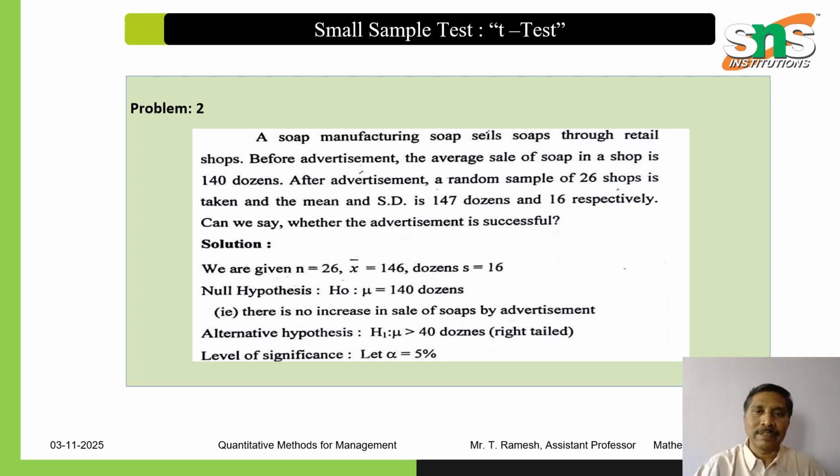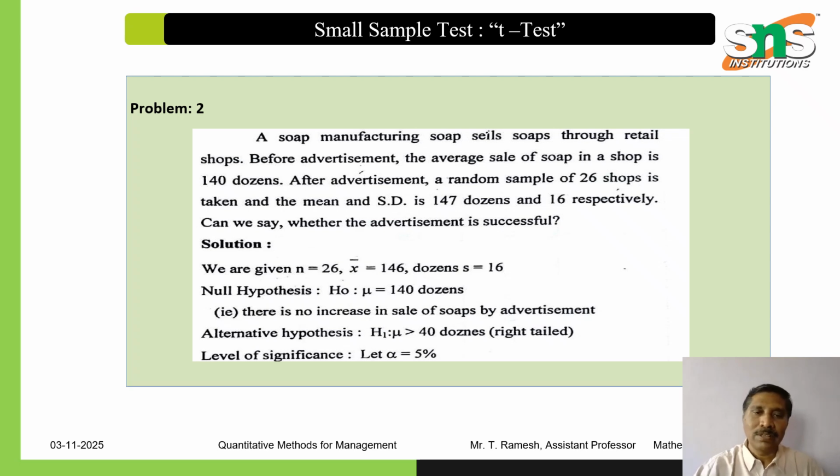Now we go to discuss the second problem from this small sample t-test. A soap manufacturer sells soaps through retail shops. Before advertisement, the average sale of soap in a shop is 140 dozens. After advertisement, a random sample of 26 shops is taken, and the mean and the standard deviation are 147 dozens and 16 respectively. Can we say whether the advertisement is successful?